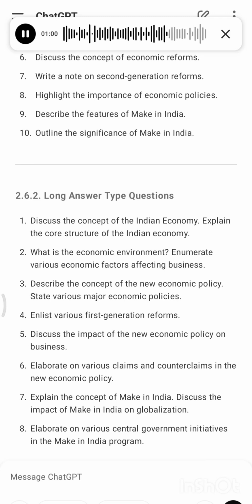4. Enlist various first-generation reforms. 5. Discuss the impact of the new economic policy on business. 6. Elaborate on various claims and counterclaims in the new economic policy. 7. Explain the concept of Make in India. Discuss the impact of Make in India on globalization. Elaborate on various central government initiatives in the Make in India program.